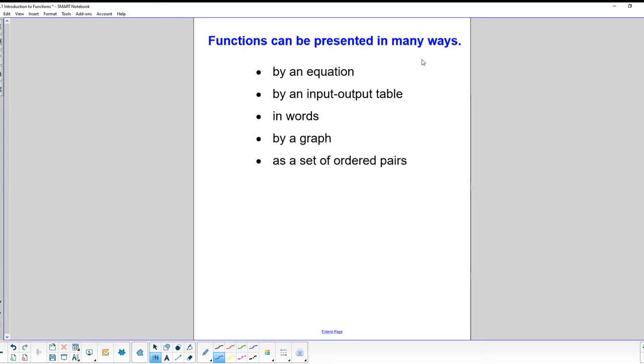Functions can be represented in many ways: by an equation, such as y equals mx plus b, by an input-output table that we showed you a few minutes ago, or just using a word phrase. We've looked at those. Or by a graph, or as a set of ordered pairs using those set brackets.